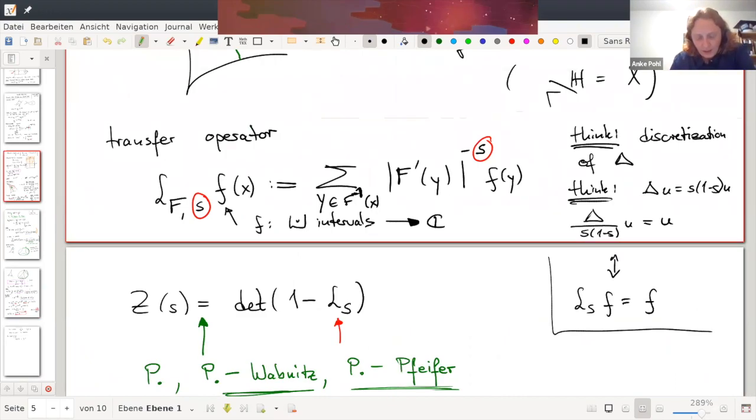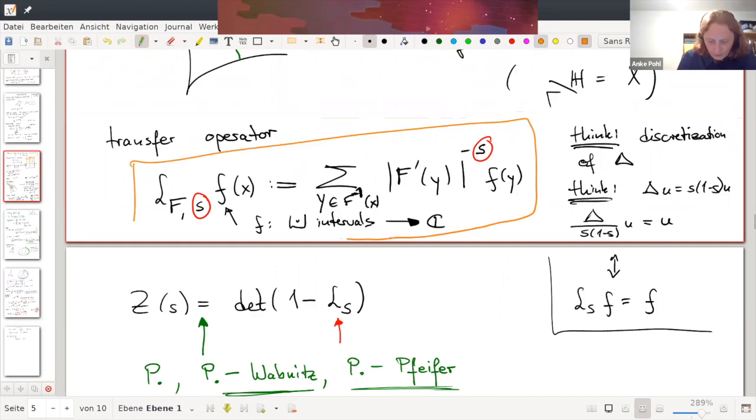This formula up here, yellow is something we cannot see. The orange one is the spelled out formula for the pullback of measures. And typically when people only talk about pullback of measures, they take S equals one. And then for the Laplacian, you do not gain much information.